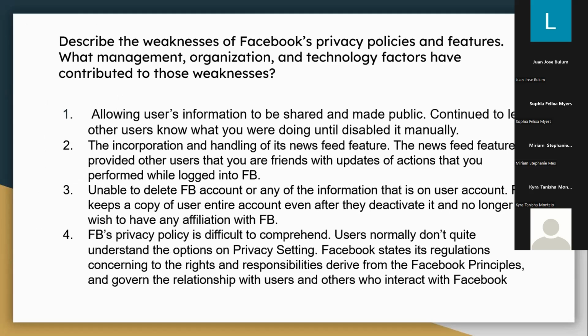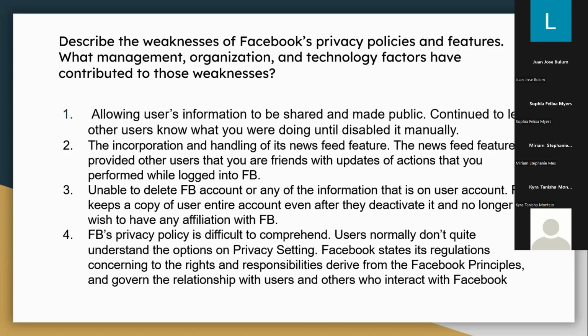So the other question is, describe the weakness of Facebook's privacy policy and features. What management, organization, and technology factors have contributed to those weaknesses? So 1, by allowing users' information to be shared and made public, it continues to let other users know what you are doing until you disable it manually. Number 2 is the incorporation and handling of its newsfeed feature. The newsfeed feature provided other users that you are friends with updates of actions that you perform while logged into Facebook. Number 3, unable to delete Facebook account or any of the information that is on a user account.